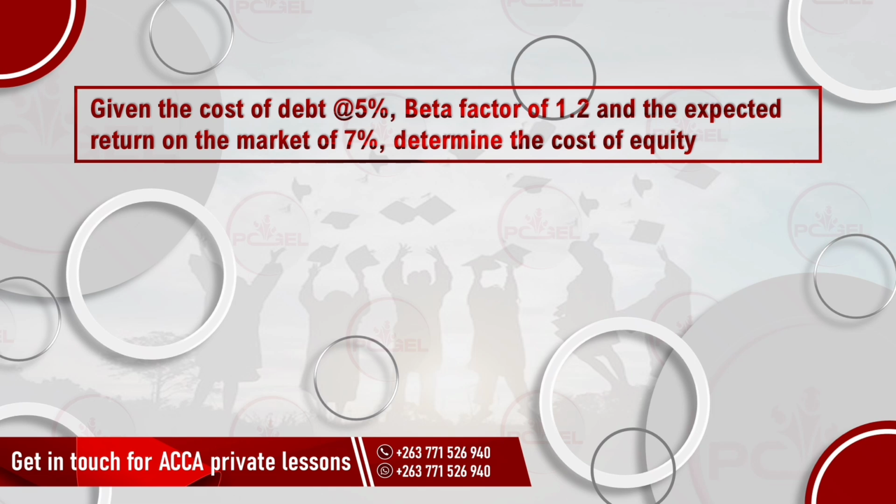If we multiply the 1,2 by the risk premium of 2% obtained by subtracting 5% from 7%, we get 2,4%. The 2,4% added to the risk-free rate of return, 5%, will give us 7,4%. And this will be our cost of equity.